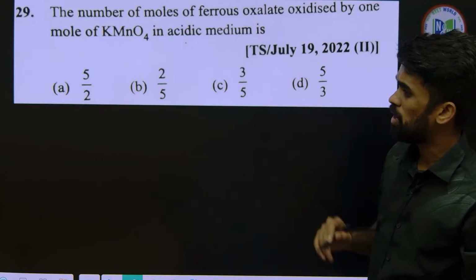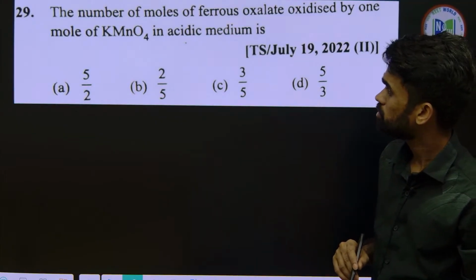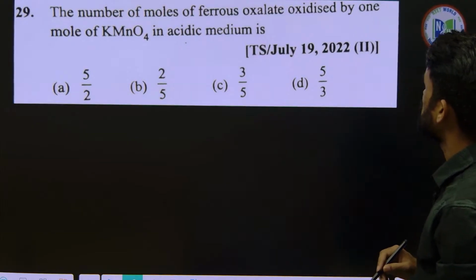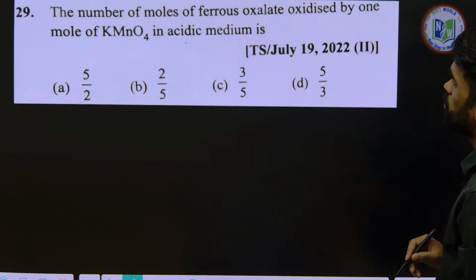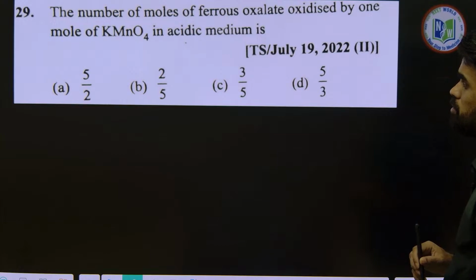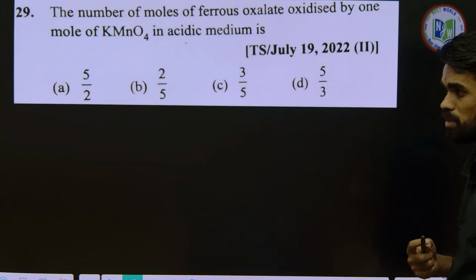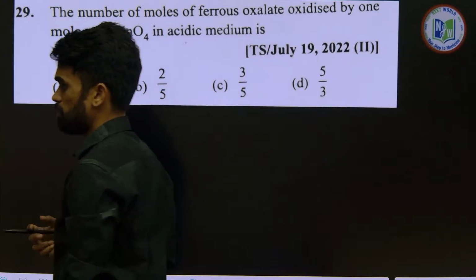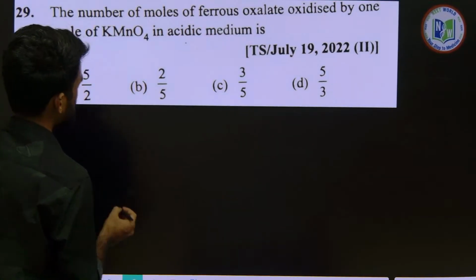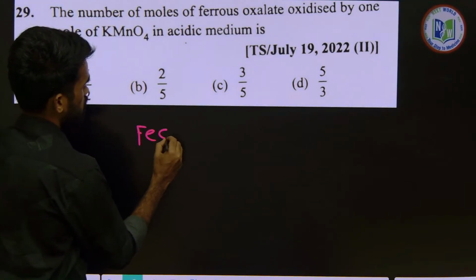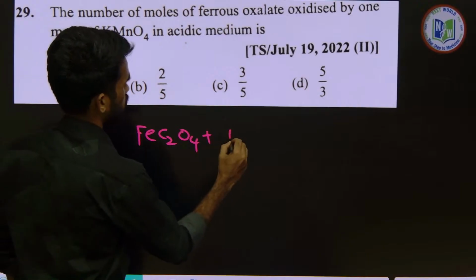Now tell me, what will be your answer for this question? Number of moles of ferrous oxalate oxidized by 1 mole of KMnO4 in acidic medium. Again, very basic question from a redox reaction concept. Right, tell me. So ferrous oxalate, you write FeC2O4 plus KMnO4.